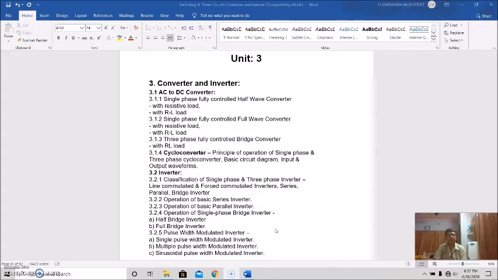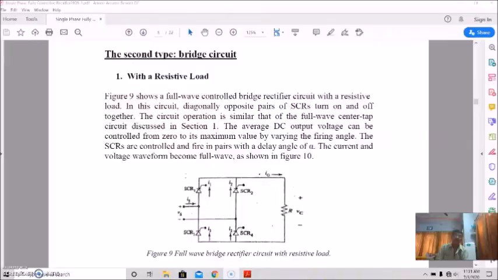So far we have completed two modules. In our last class, we discussed the single phase full wave controlled rectifier or converter with center tap type, and we discussed resistive load, resistive inductive load, and also resistive inductive load with freewheeling diode. Today we'll discuss the second type, that is the bridge type circuit.